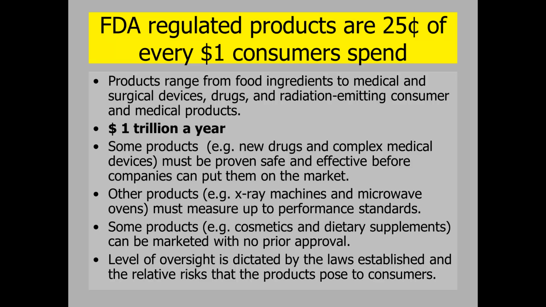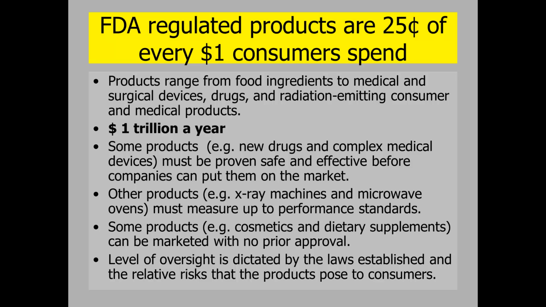Now we mentioned that the ethical drugs are approaching $1 trillion. They're at 900 billion, so they're getting close to $1 trillion a year. Some products, new drugs, complex medical devices, must be proven safe and effective. Other products, like X-ray machines and microwave ovens, must measure up to performance standards. And since microwave ovens emit radiation, they're regulated by the FDA.